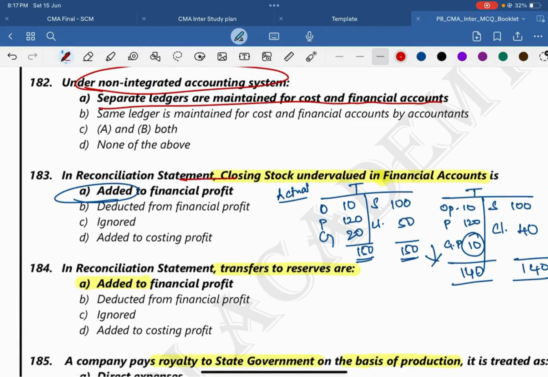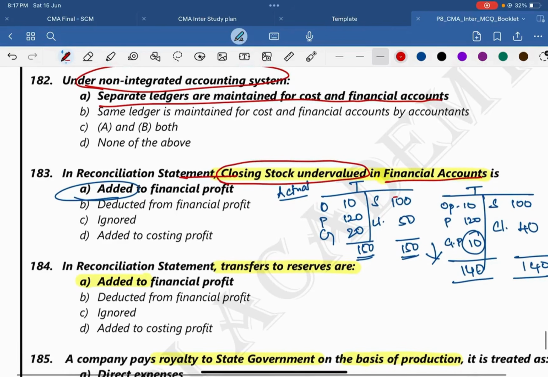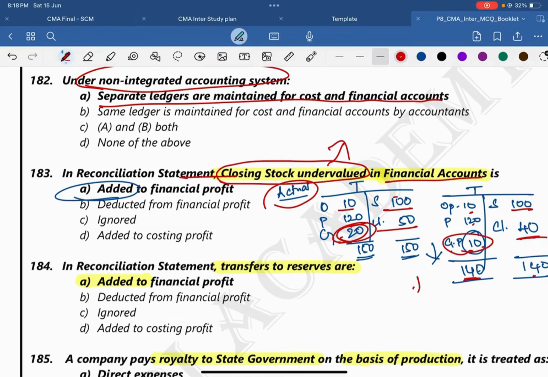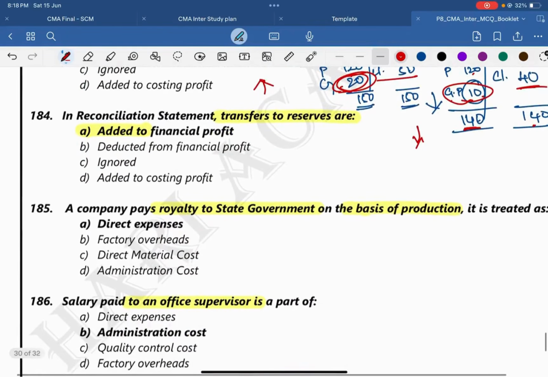183: in a reconciliation statement, closing stock is undervalued in financial accounts. Very simple. Say my sales is 100, closing stock is 50, so 150. My opening stock is 10, purchase is 120. Then I will get my gross profit as 20. This is my actual. But what has happened? Closing stock is undervalued. Instead of 50 I have put 40, so it will become 140. Then 10, 120 remain constant. Then gross profit will be 10. So from 20 gross profit, my gross profit got reduced. To get to my financial profit, I need to add it back. So option A is my answer. Then in reconciliation treatment, transfer to reserve is related to financial profit, so it will be added to that financial profit.